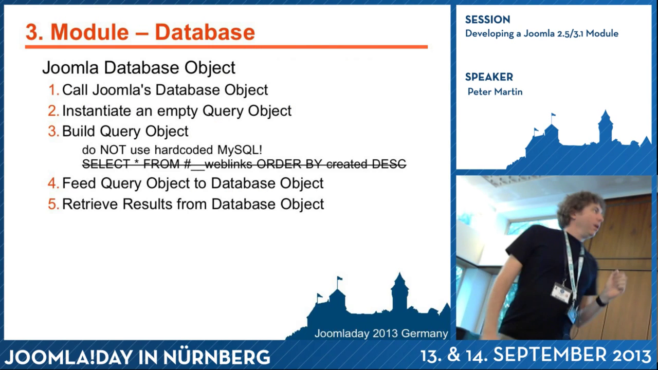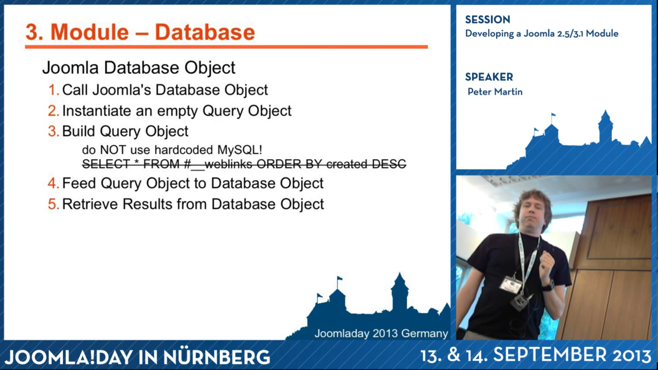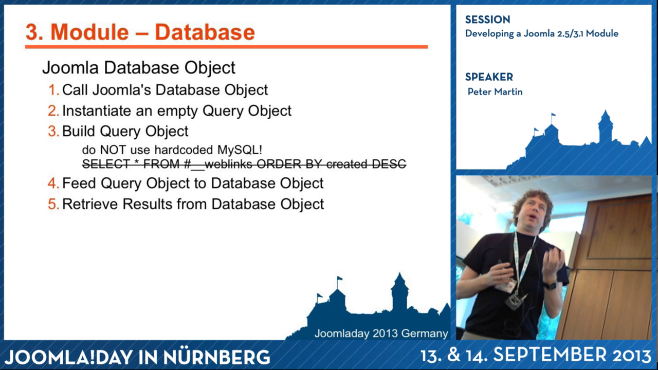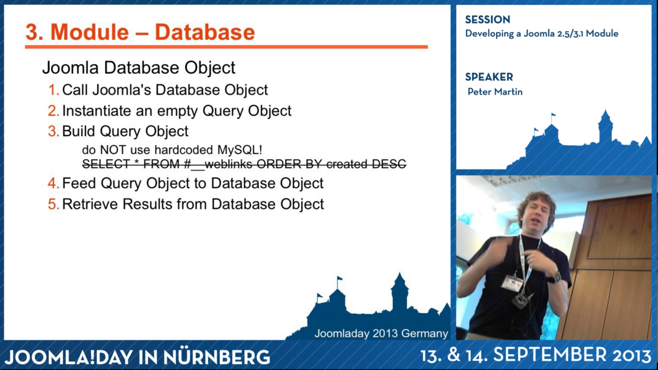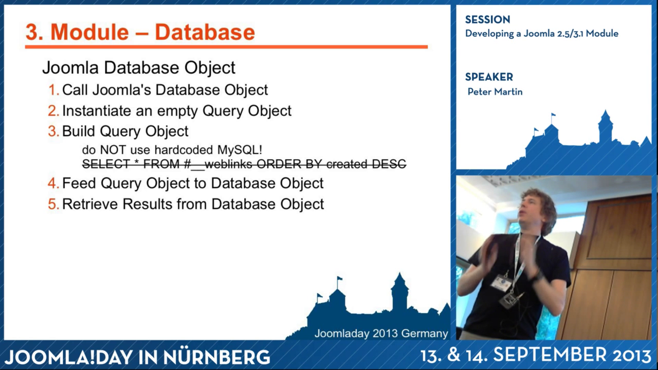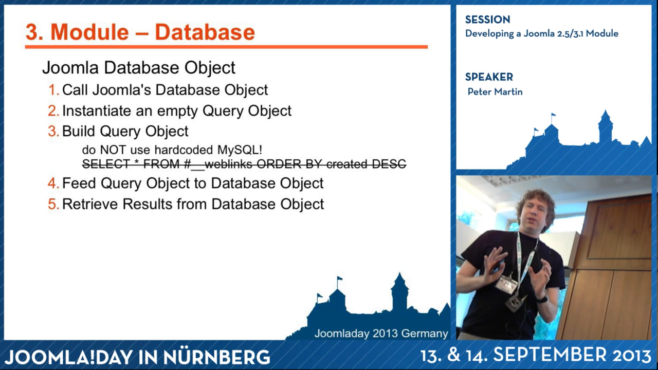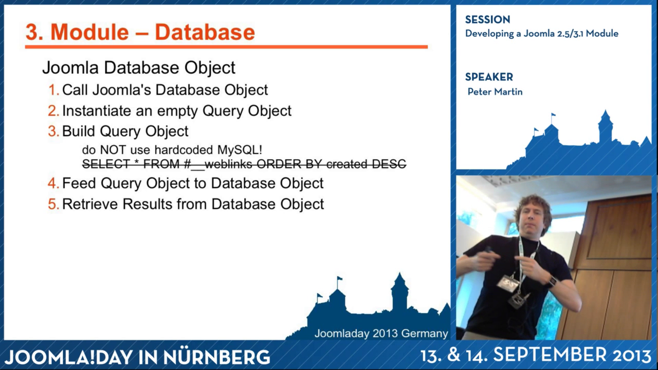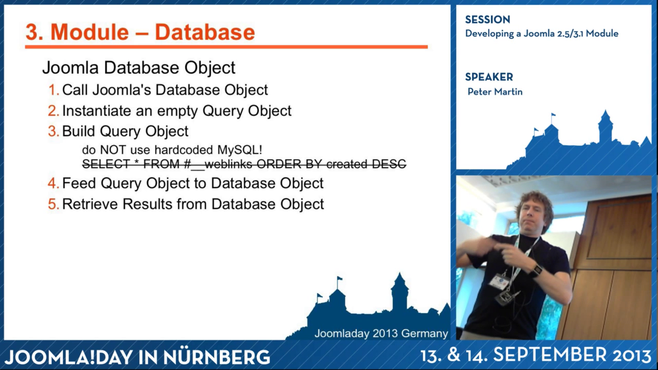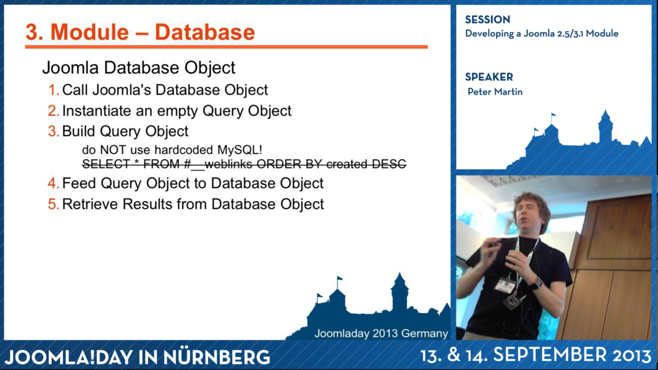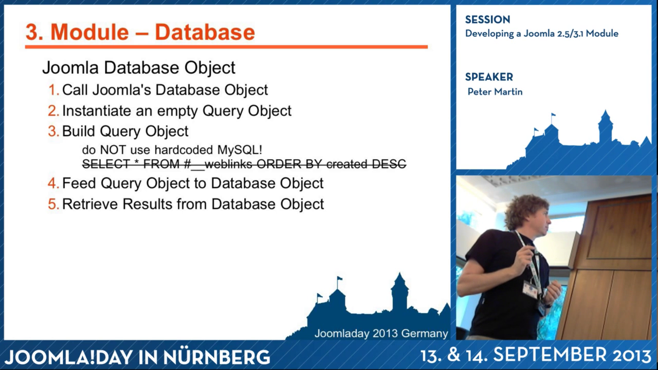But what you want to accomplish is to display information from your Joomla database. So you have to use Joomla's database object. First, you have to call Joomla's database object with a line of code, and instantiate an empty query. Then build a query, but don't use hard-coded SQL. I will show you how to do it in a minute. When you have built the query object, you have to feed this query object to the database and then retrieve the results from the database object.